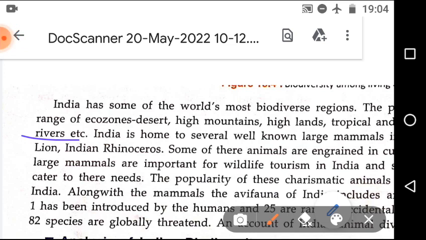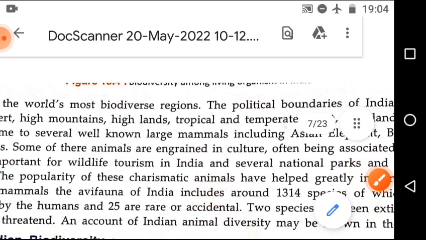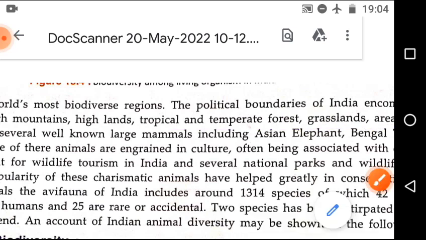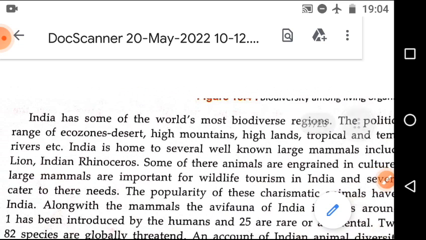So the most important regions found in India are the desert region and the high mountains. They have not mentioned the name actually. The Western Ghats are also rich in biodiversity. Remember the Silent Valley? It is also located in the Western Ghats. Then the highlands, then the tropical and temperate forests which have been mentioned here, then the grasslands, then the areas which are surrounded by the rivers.